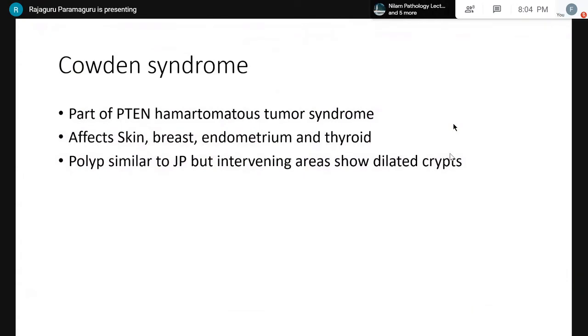So this is a part of Cowden syndrome, and Cowden syndrome affects the skin, the breast, endometrium, and the thyroid. Then the polyps are similar to juvenile polyp, but the intervening areas show dilated crypts. So this is how you differentiate it from a juvenile polyp.